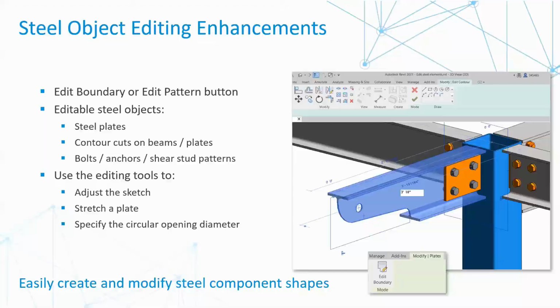Right. A very nice improvement as well with Revit Structure is the ability to edit boundaries and edit patterns for your steel members, right? You can edit steel objects like steel plates, create contour cuts on beams or plates, bolts, anchors, shear stud patterns, right? And just show you this.